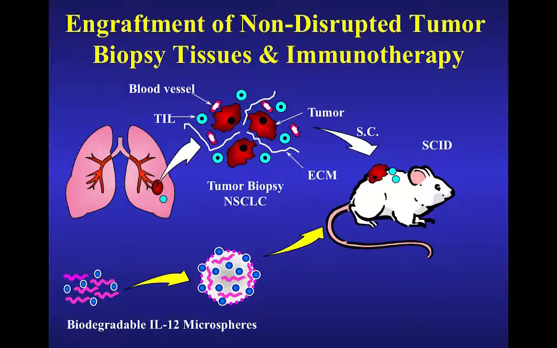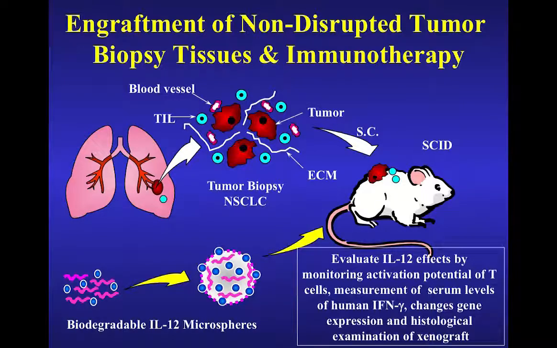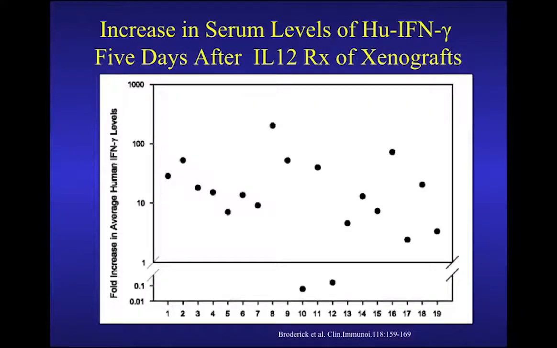But basically, we want to evaluate the effects of IL-12 by monitoring the activation and the serum levels of interferon gamma, because if there are T cells there and they are responding to IL-12, the T cells are going to start producing, as well as NK cells will start producing interferon. Interferon has an effect on hundreds of different genes, and we're going to monitor some of those changes as we go forward.